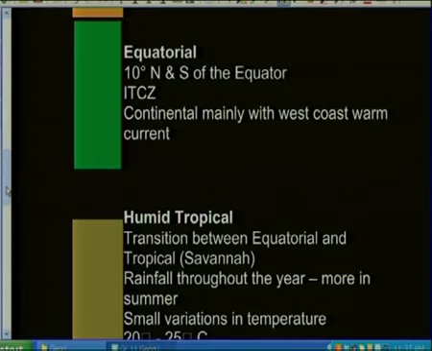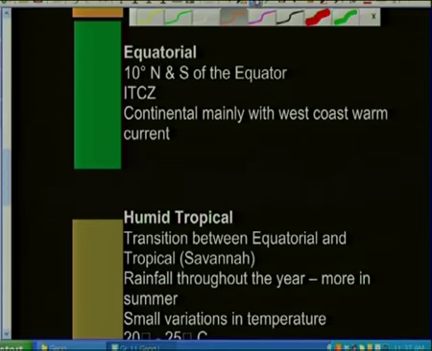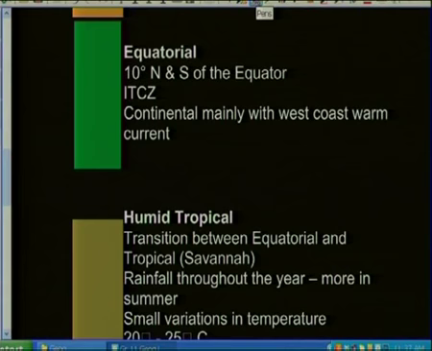Equatorially speaking, remember we've got, relative to the equator, a zone further north and south of the equator by about 10 degrees, where the ITCZ, Intertropical Convergence Zone, sits, and this is affected mainly by the continentality of the west coast and also that current that flows up along the west coast of Africa.